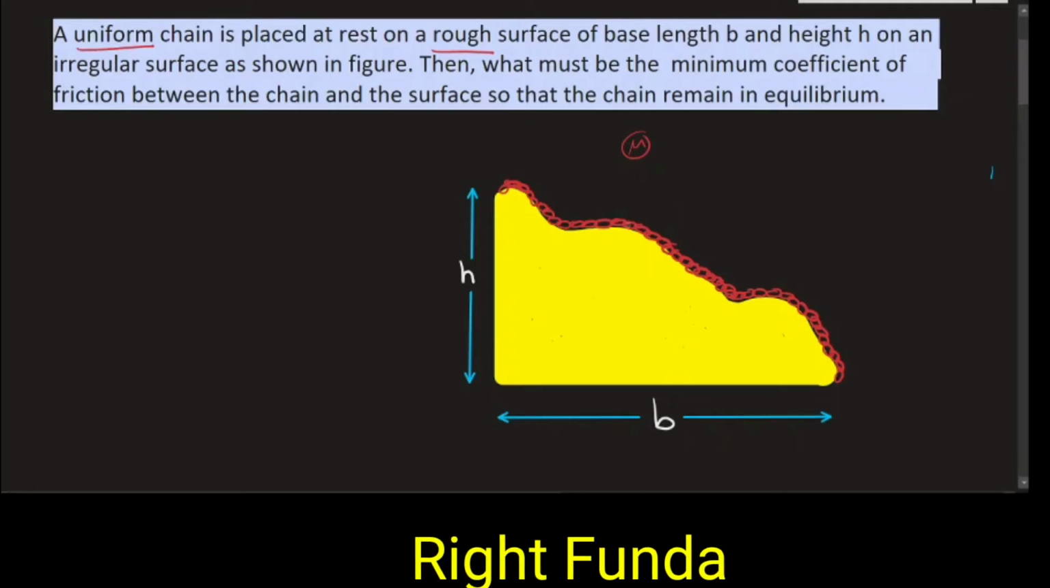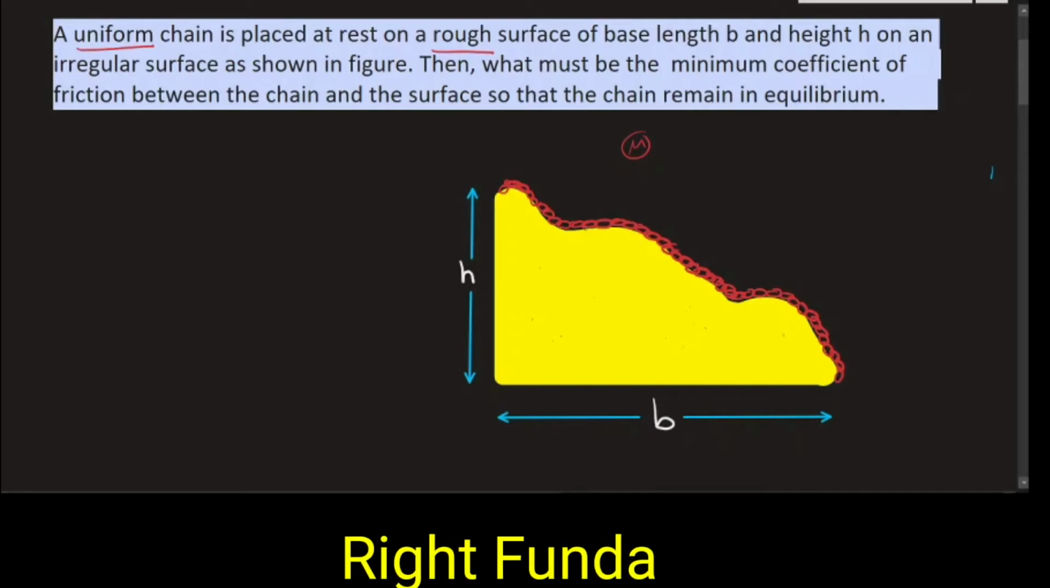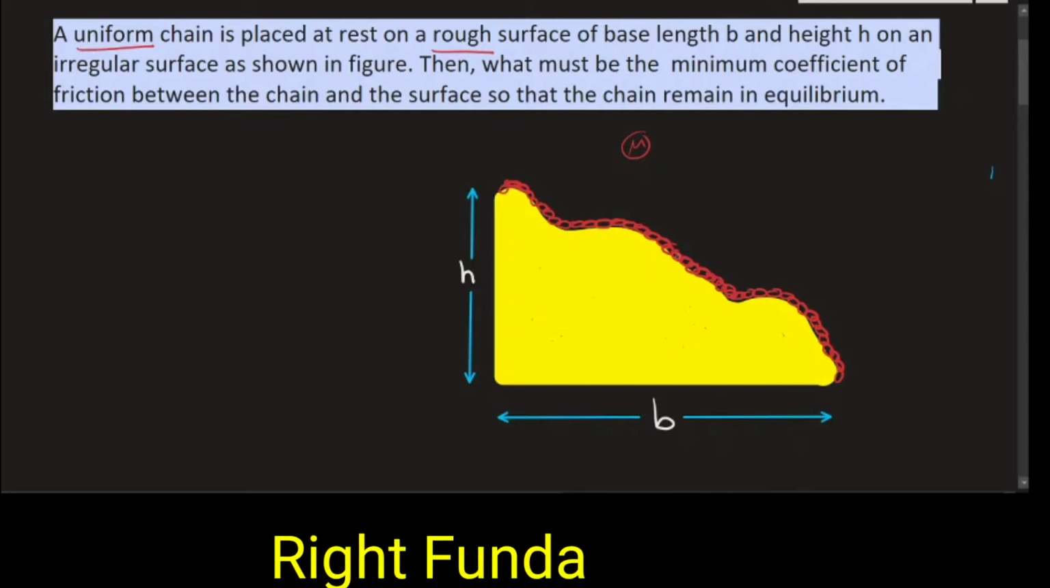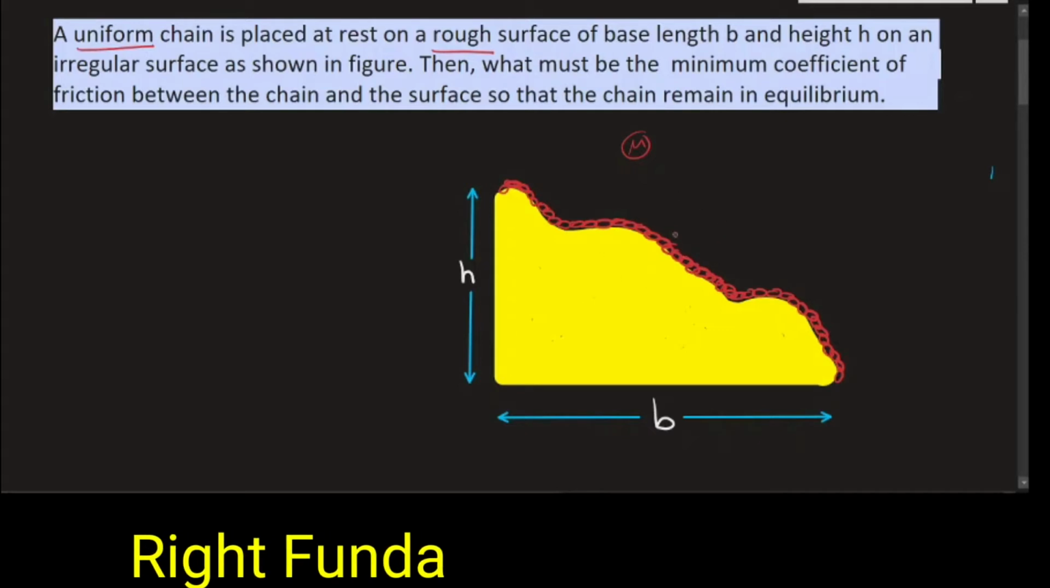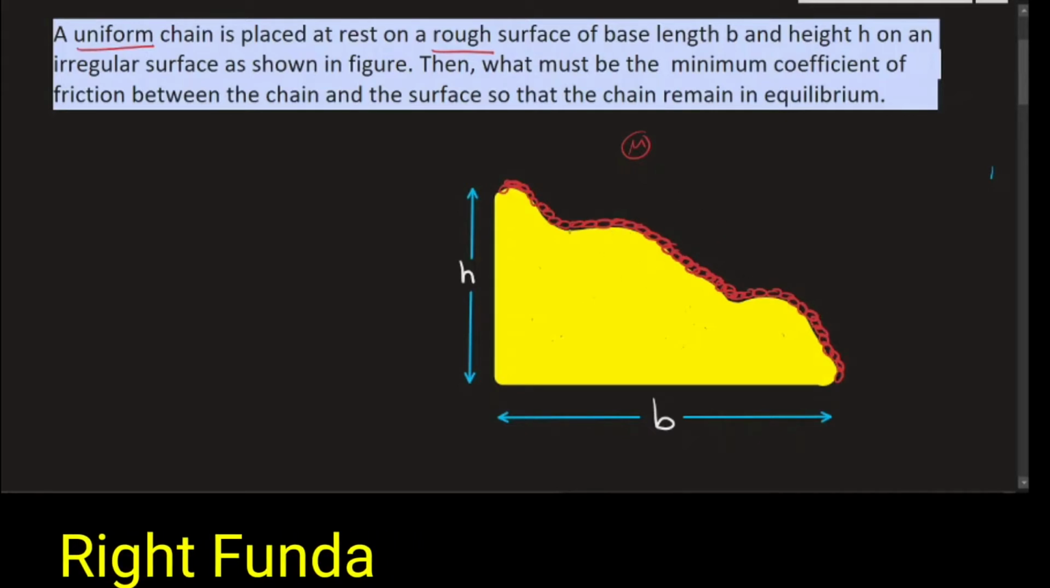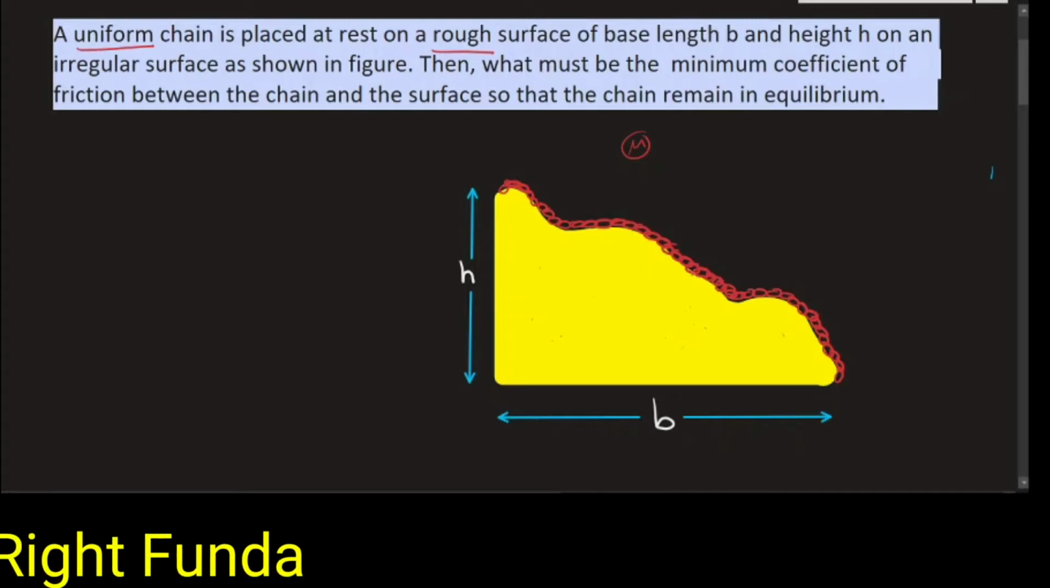First we have to make a strategy. How to think? First, why will the chain fall? Because there is a gravitational force acting everywhere, and the gravitational force has some component along the incline, and that will try to pull it down. But as it starts tending to go down, there must be some force to oppose this. If it is a smooth surface, definitely it will slip down. But on a rough surface, there is a possibility of remaining in equilibrium.